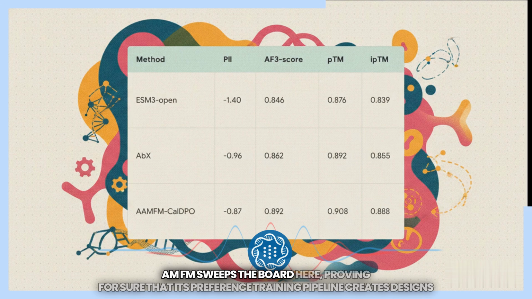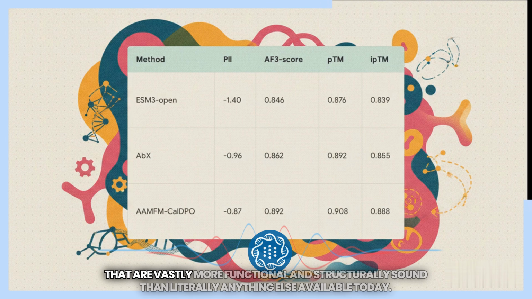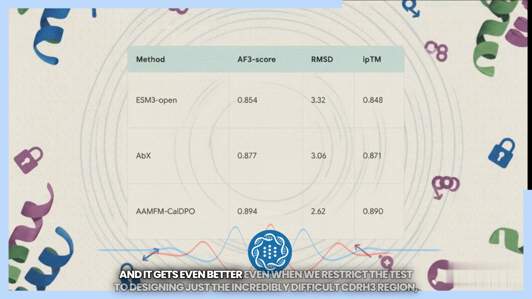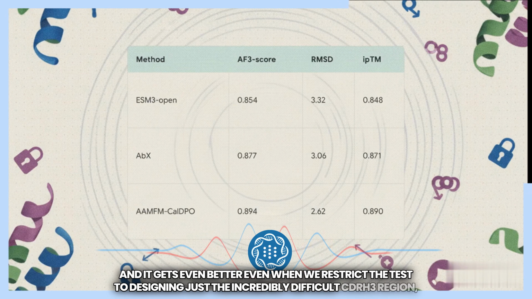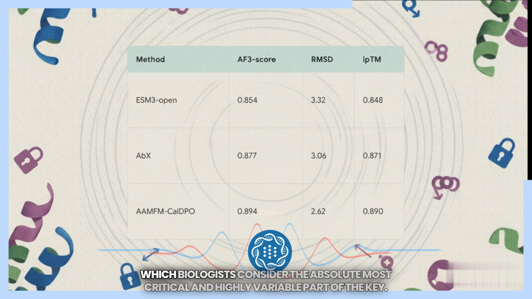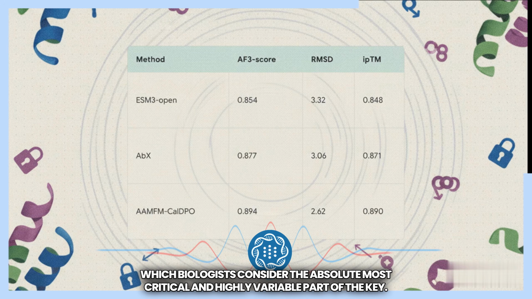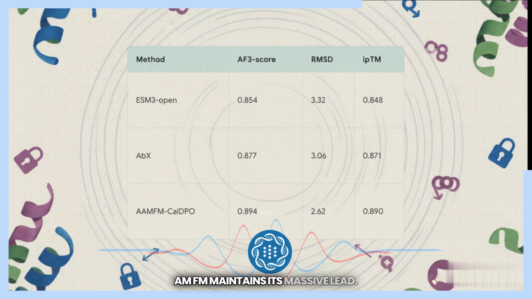But the real standout for me is the IPTM score, which specifically measures binding functionality. AAMFM sweeps the board here, proving for sure that its preference training pipeline creates designs that are vastly more functional and structurally sound than literally anything else available today. And it gets even better. Even when we restrict the test to designing just the incredibly difficult CDRH3 region, which biologists consider the absolute most critical and highly variable part of the key, AAMFM maintains its massive lead.